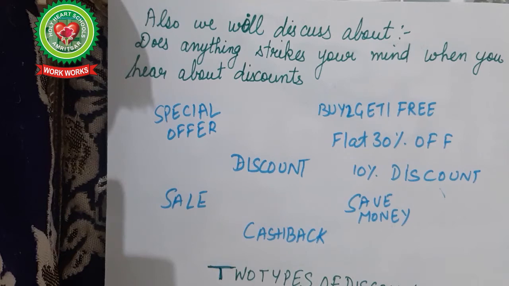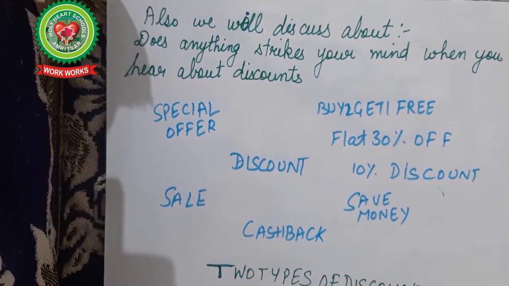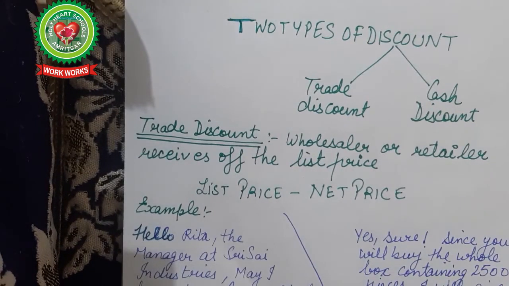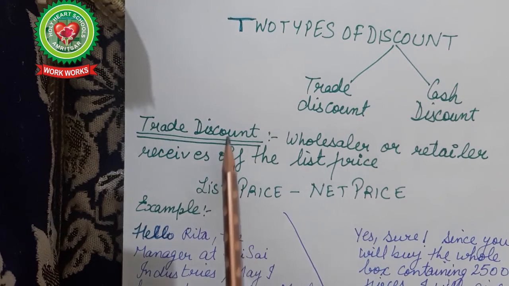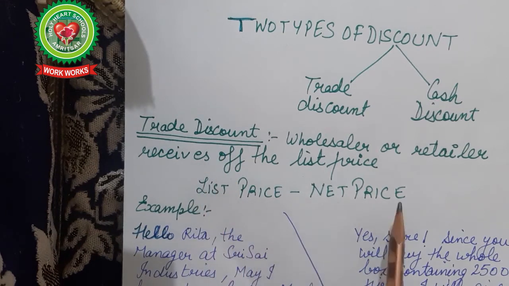Okay, now for accounting purposes, we have two types of discount. First is trade discount, another is cash discount. Now, trade discount is the discount between the wholesaler and retailer, or between the manufacturer and the wholesaler. So there is no role of the customer in it. The customer himself plays no role in trade discount. So the wholesaler or retailer receives a discount off the list price. Now I'm using the word off. Off means less. So trade discount is always equal to list price minus net price.